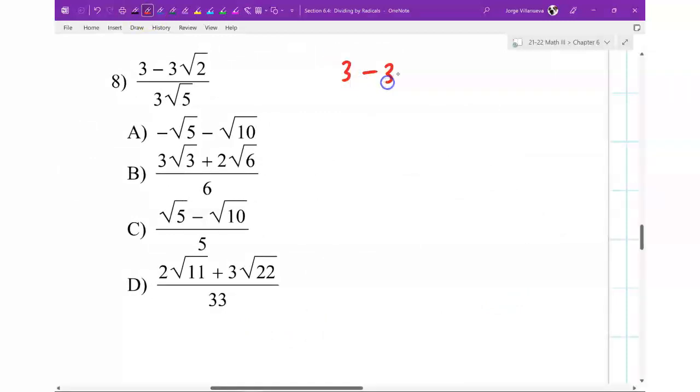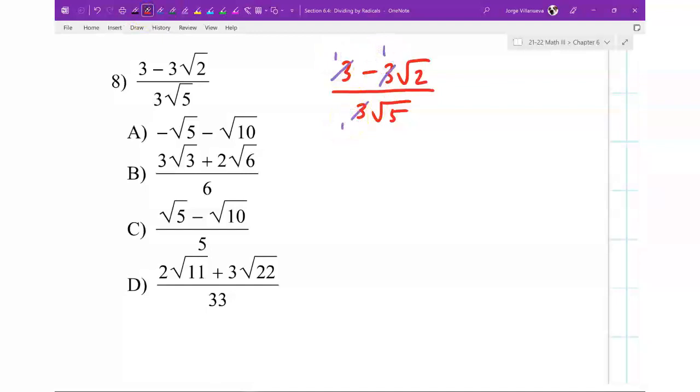So 3 minus 3 radical 2 over 3 radical 5. Now you guys notice how there's 3's everywhere. There's a 3 all by itself minus a 3 radical 2 divided by a 3 radical 5, right? You can actually reduce. This will become a 1. That'll become a 1. This will become a 1. Because you're basically just dividing by that. You're dividing by a 3.